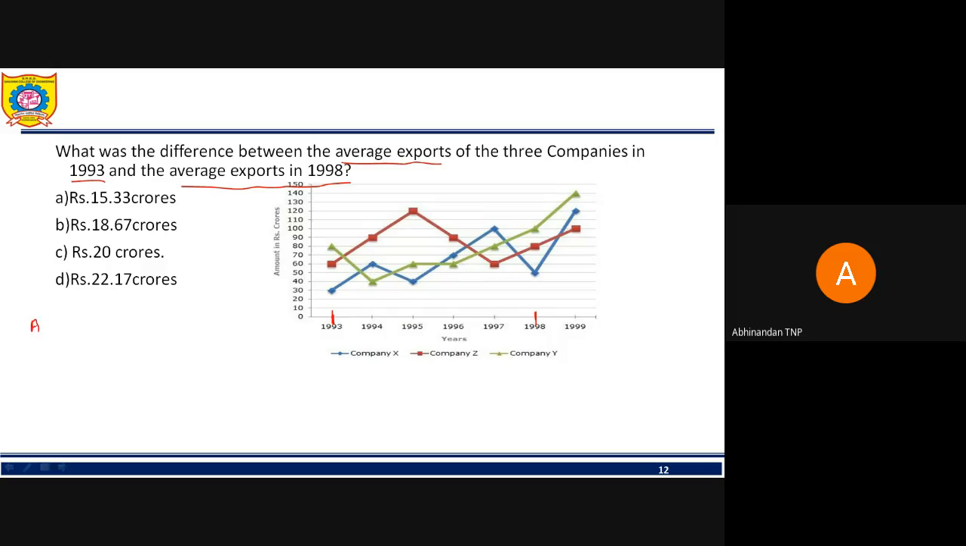The average in 1993, how much do you get? Average is equal to sum divided by total. Just you have to find out the sum. Sum is how much? So this is 30 plus 60, 90, 90 plus 80, it is 170. 170 divided by 3. So it is 56.66.